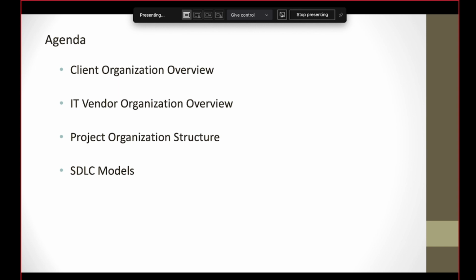So a client is the main company like Bank of America, or it can be any healthcare company like Anthem or BCBS, or any other clients like eBay or Target. So everything is a client. An IT vendor organization is a software company which develops the software for these clients, like TCS, Wipro, IBM, Capgemini. All these come under IT vendor organizations. And project organization structure is nothing but how the project will be managed, who will be the head of the project, what teams you will have, how it will be managed, and all this stuff.